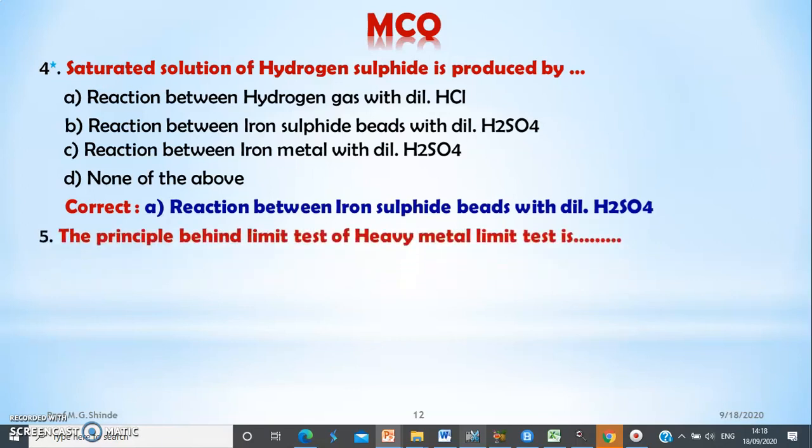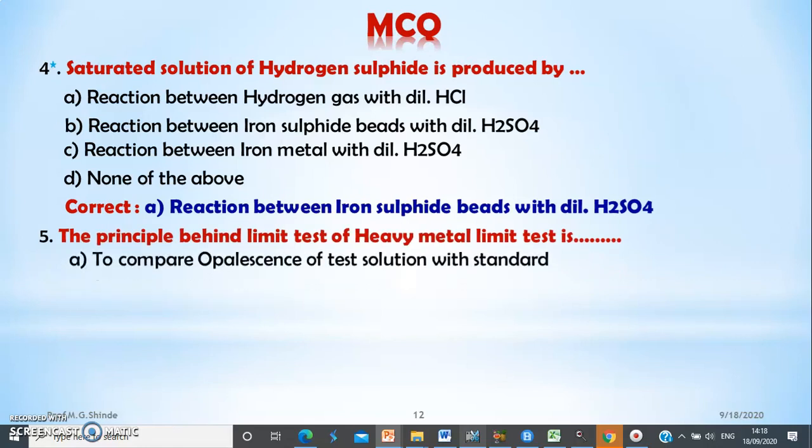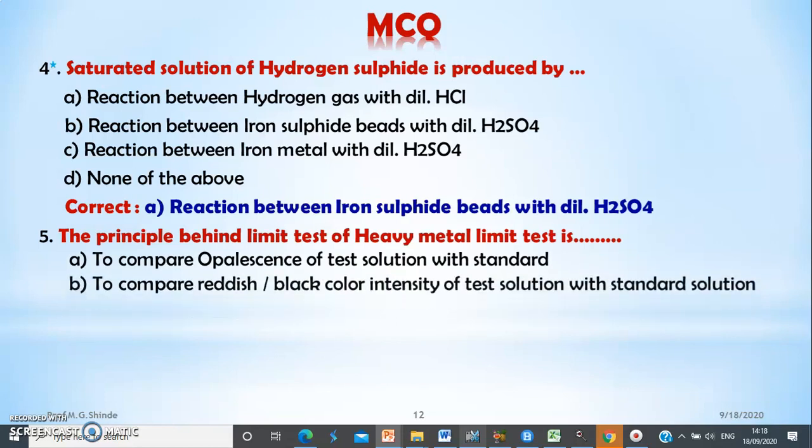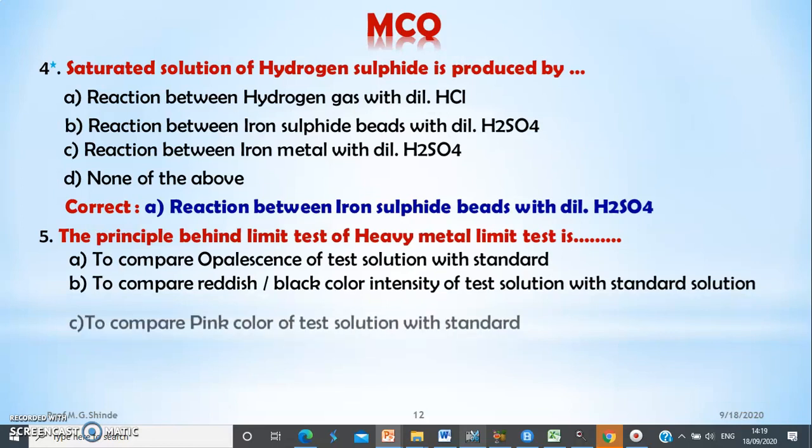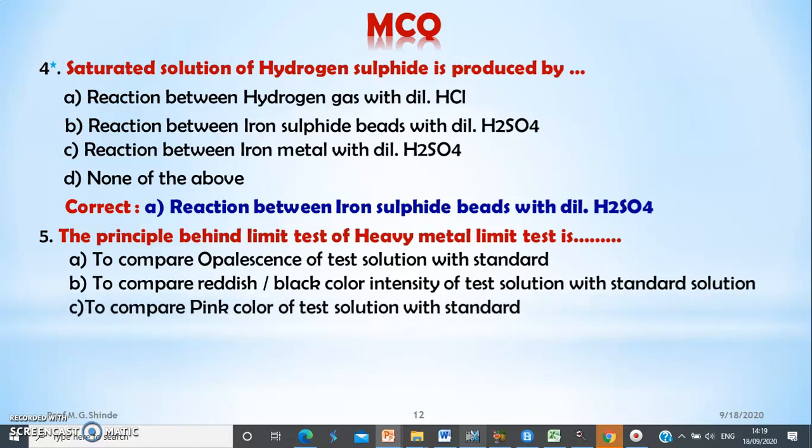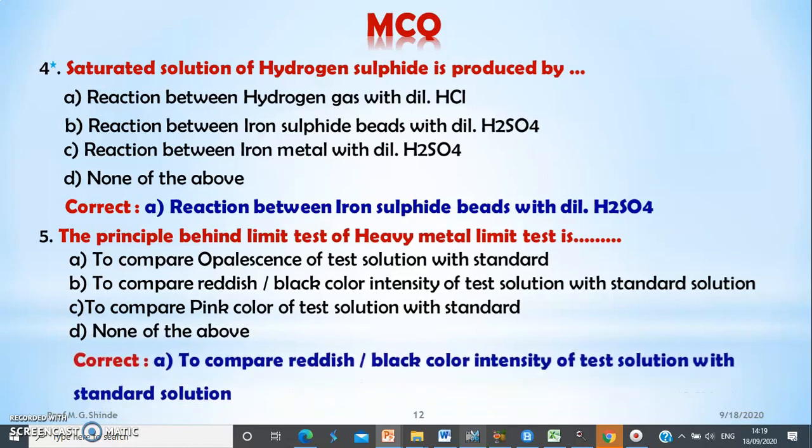Last MCQ: the principle behind the limit test of heavy metal is: A, to compare opalescence of the test solution with the standard; B, to compare reddish black color intensity of the test solution with the standard solution; C, to compare pink color of the test solution with the standard; and D, none of the above. The correct option is to compare the reddish black color intensity or precipitate of the test solution with that of the standard solution. So the correct option is B.